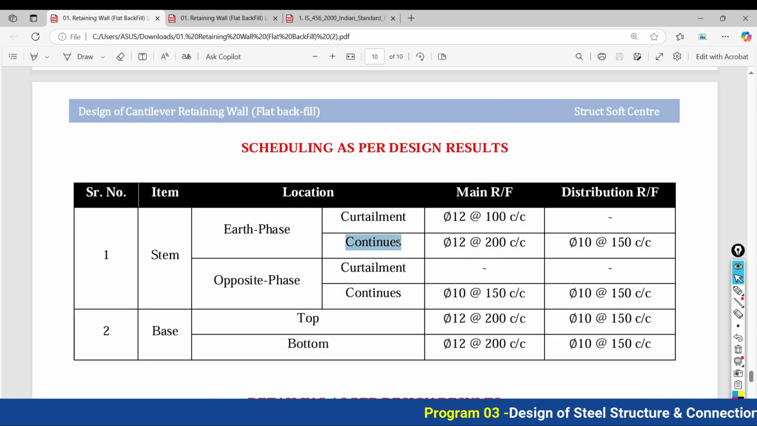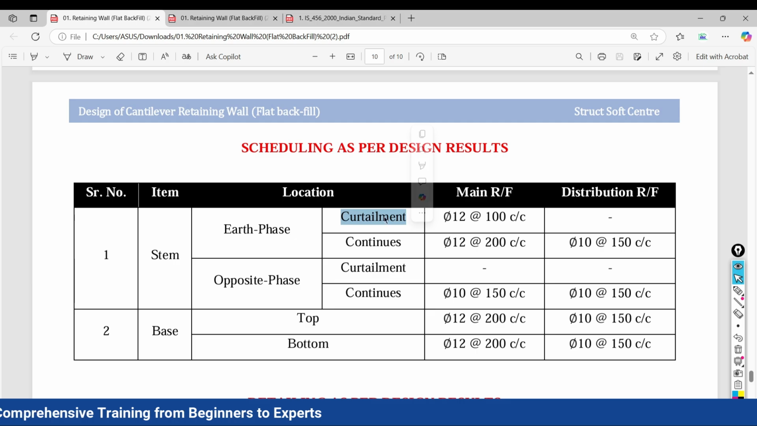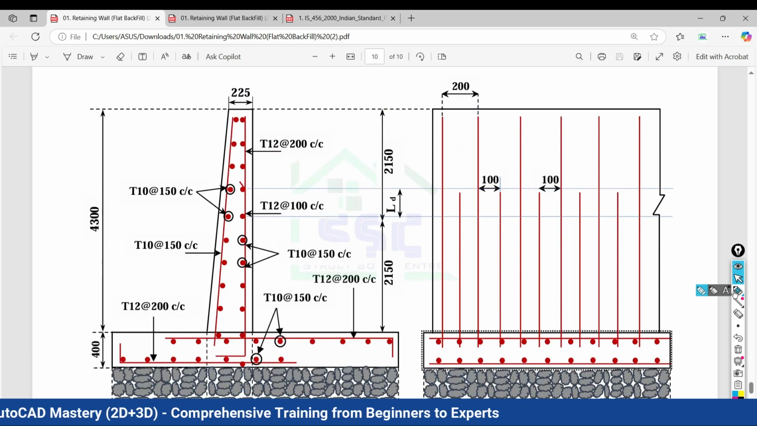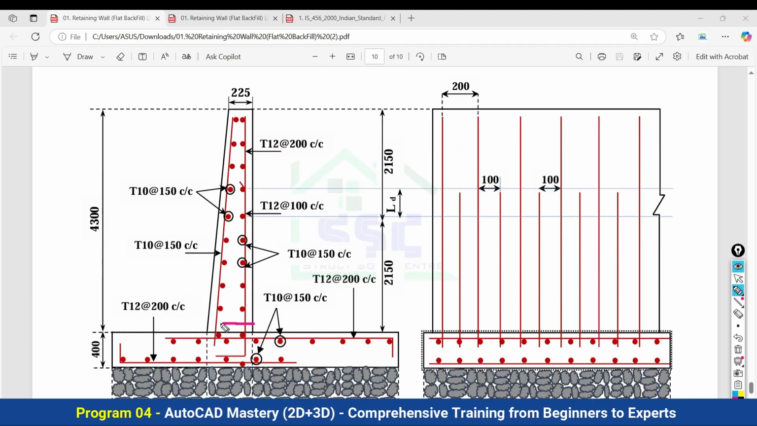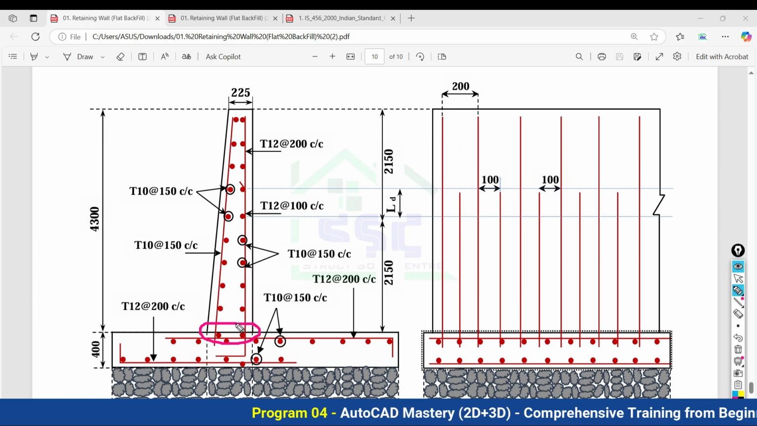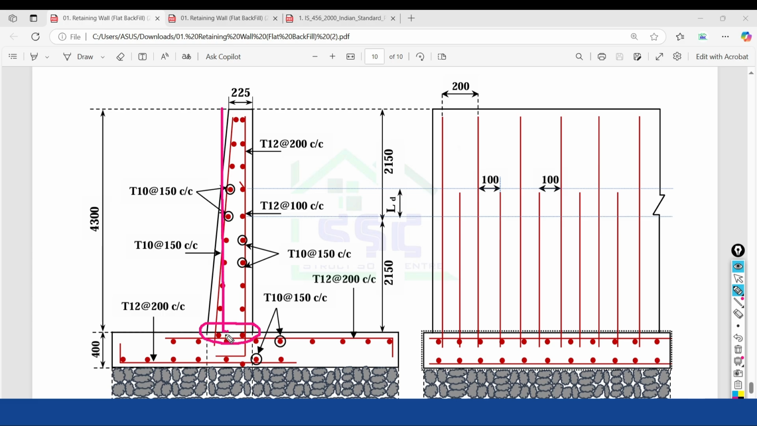One is continuous reinforcement, another one is curtailment. Let's first try to understand what is meant by continuous and what is meant by curtailment. Curtailment means what? Try to understand. When we did the calculation, we calculated the moment at the base of this vertical stem, and that was the maximum. But when you move towards the top, the moment decreases. Maximum moment will be at the base, and at the top the moment will be zero, increasing from top to bottom.